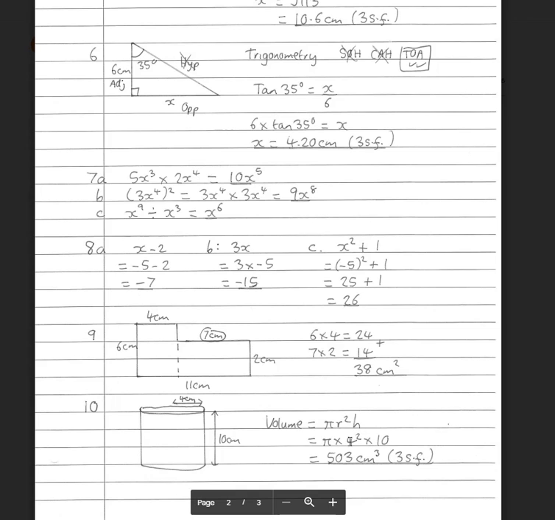4 squared is 16. Make sure you square the radius before you times it by pi. Don't do pi times radius and then square it. That's wrong. So it's pi times 4 squared times 10. And that will give you the answer.